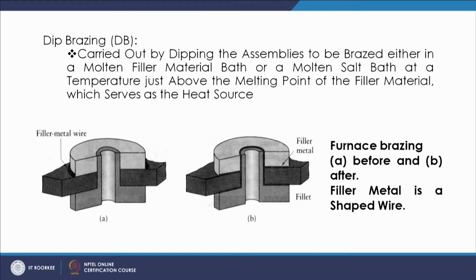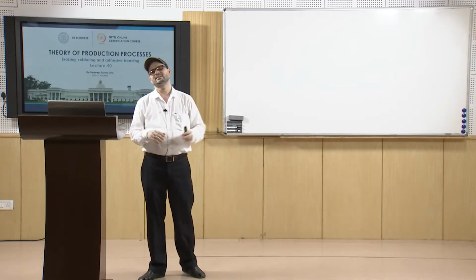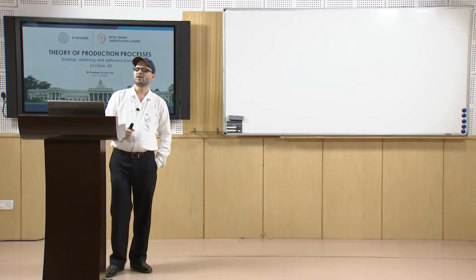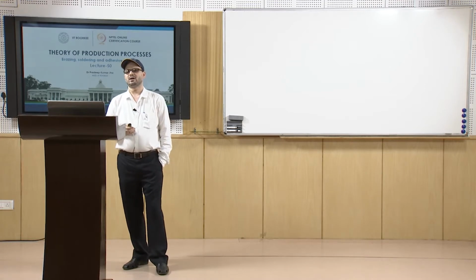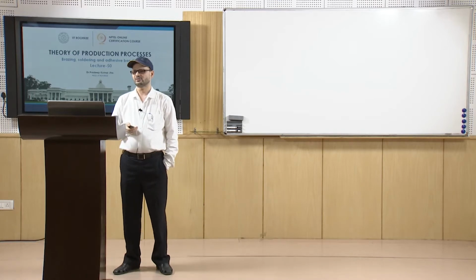So, you can see how you are putting this in the furnace. So, you can put in the furnace, this is the filler metal wire, and after that once it comes out, you see that by capillary action it goes into it. So, like that dip brazing, you are just putting in the bath which is maintained at certain temperature, and then it is taken out. So, this way this brazing takes place. So, these are the different methods of brazing which is being carried out in the practice.